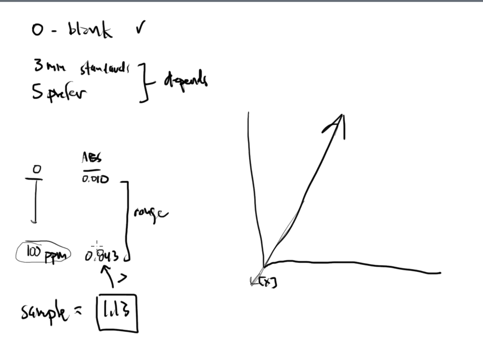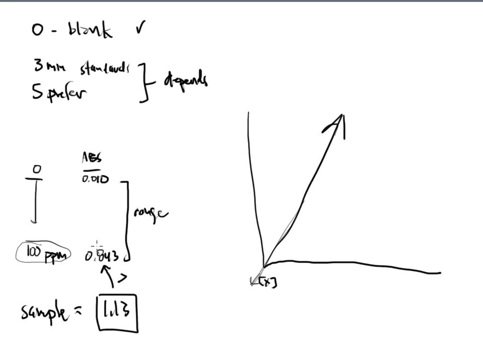If the 100 parts per million has an absorbance of 0.843 and my sample has a higher absorbance, then my sample has a higher concentration, no matter how you look at it. That is not good lab technique. I cannot process samples. I cannot report samples if this is what goes on. So that's one of the things that you have to keep in mind when you're in the laboratory doing our labs, or when you're in the laboratory at your employer in the future.